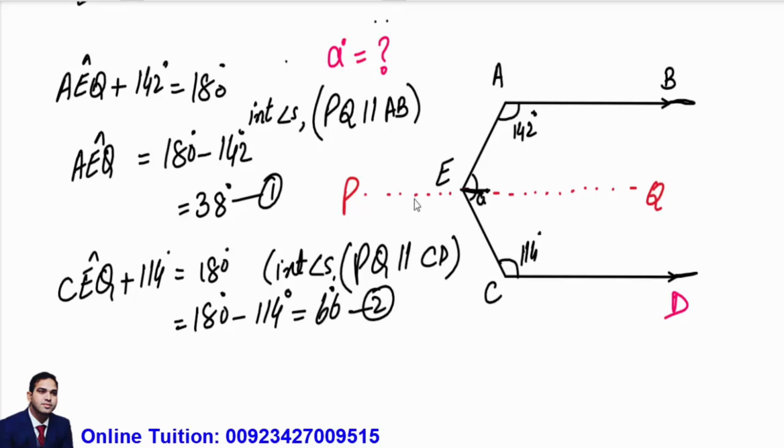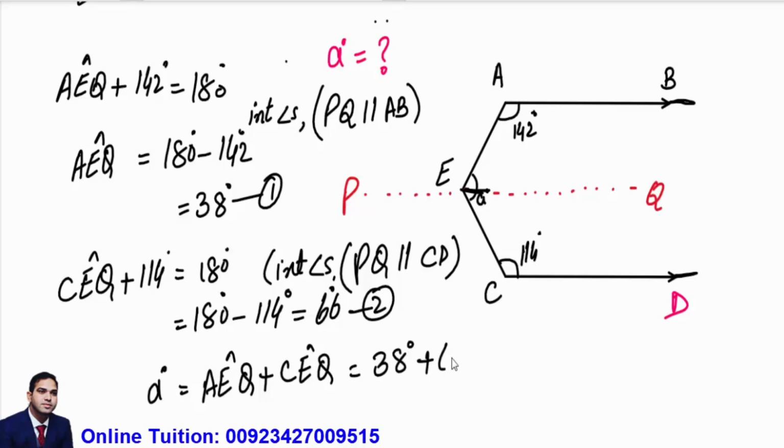Now find the answer of angle A. So A is equal to AEQ plus CEQ, that is 38 degrees plus 66 degrees. Your answer is 104 degrees. 104 degrees is the answer of this. This is a 104 degree angle.